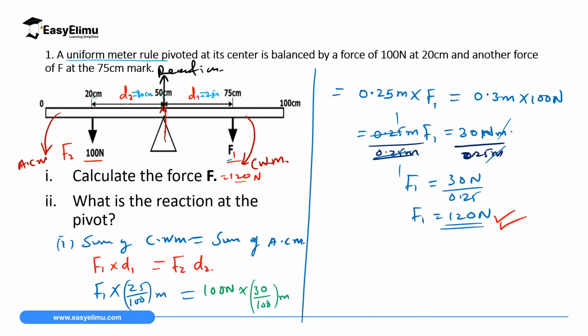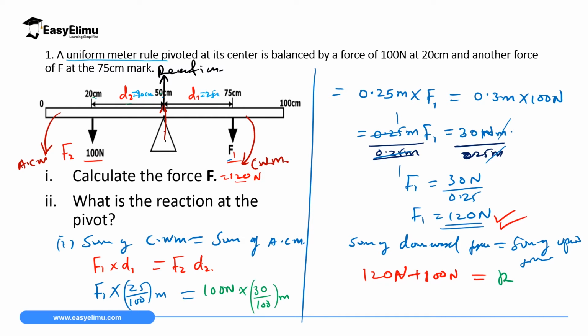So from parallel forces, we said sum of downward forces is equal to the sum of upward forces. The algebraic sum is 0. So in this case, if you add upwards and downward, you will get 0. So we are going to have sum of downward force is 120 Newton plus 100 Newton, and it should be the same as sum of upward force, which we are looking for, the reaction. So in this case, our reaction is going to be 220 Newtons.